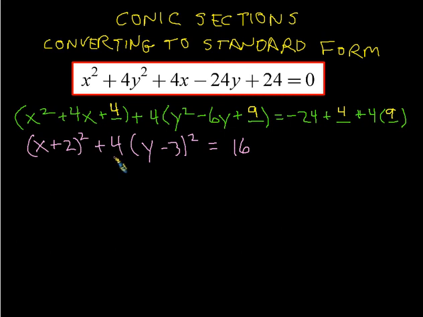The problem is we have this 4 out in front. And if this was a circle, the numbers out in front of the y squared parentheses and the x squared parentheses would be the same. And in this case, there's a 4 here and a 1 here. They're different numbers. So what we're going to do is this. I'm going to remind you of the standard form of the equation for an ellipse. It looks a bit like this.